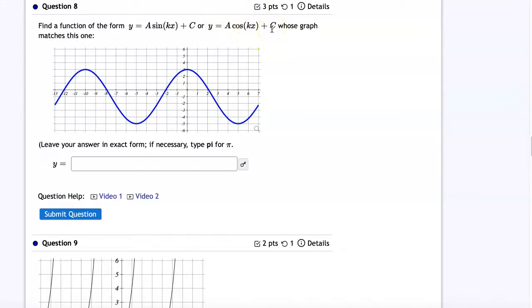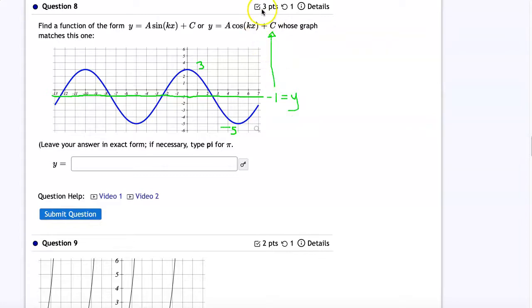So in order to do this, we want to start by finding the midline. The highest point is at 3, and the lowest point is at negative 5. Halfway between 3 and negative 5 is negative 1. So you can see that we have our midline then at y is equal to negative 1. So that is going to be the c value that we're looking for there.